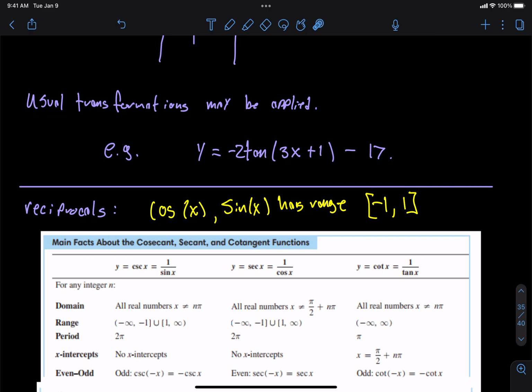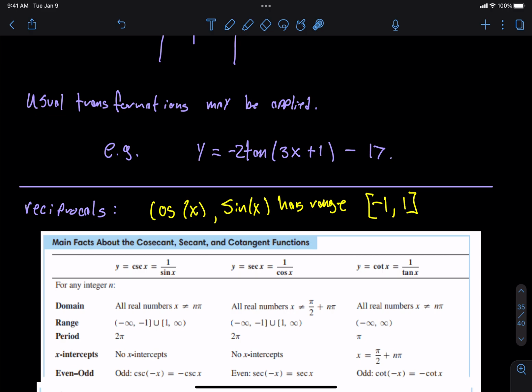Yes, you can describe whether they're going to be even and odd. We already talked about which ones were even and odd, actually. The even and oddness is going to be inherited by the parent function. So sine is odd, therefore cosecant is odd. Cosine is even, therefore secant is even. Tangent is odd, therefore cotangent is odd.